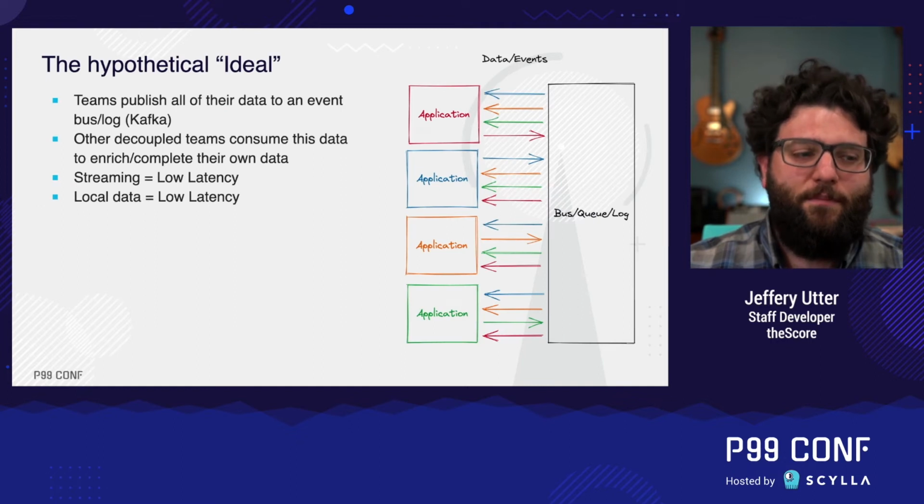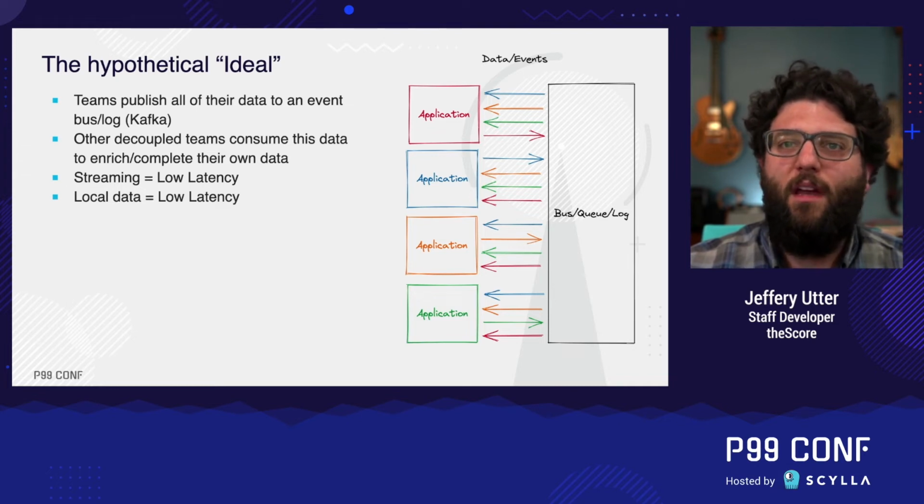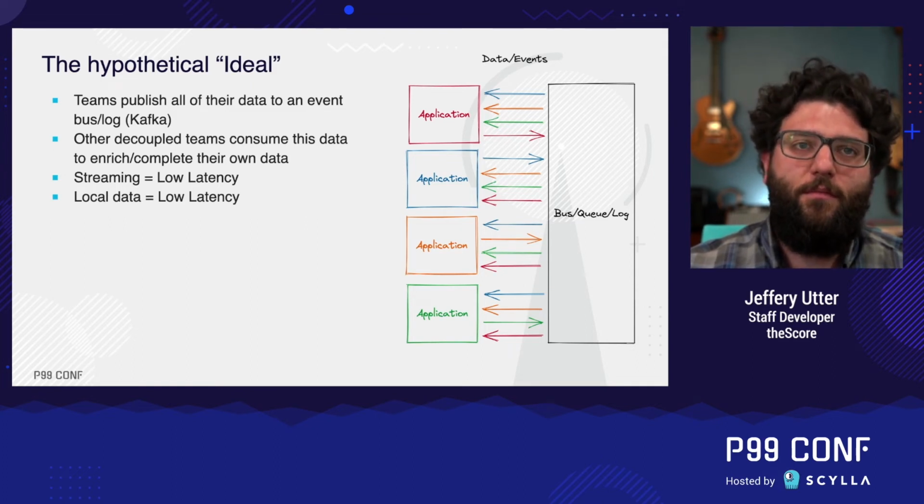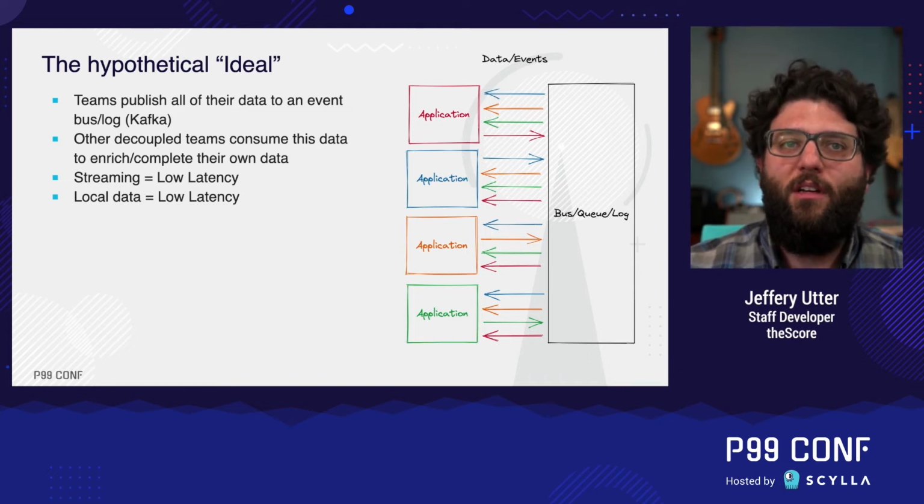Now I want to touch on a hypothetical ideal architecture. I know as a younger developer, I'd see blog posts and hear talks about evented architectures, and they always sounded something like this to me. You have a bunch of teams working independently. They all publish their data as events onto some kind of bus or queue. Other teams listen to those events and use them to enrich and complete their own data. That keeps your teams decoupled. It's streaming, so it's low latency, yay. And the data is now local, stored in every service, so it's low latency, yay.